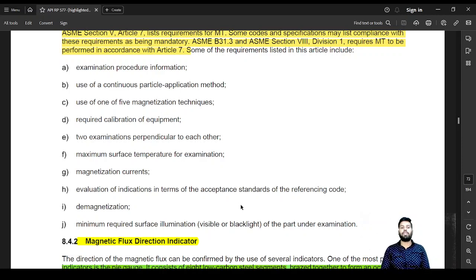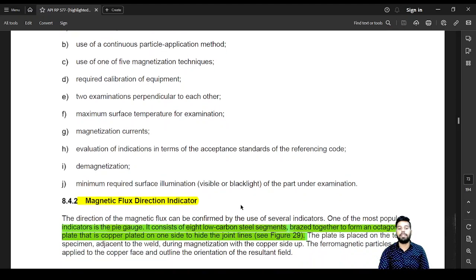The required calibration of the equipment, 2 examinations perpendicular to each other, maximum surface temperature for the examination, magnetizing current, evaluation of the indication in terms of acceptance standards of the referencing book, the demagnetization, and minimum required surface illumination, that is visible light requirements and black light requirements.